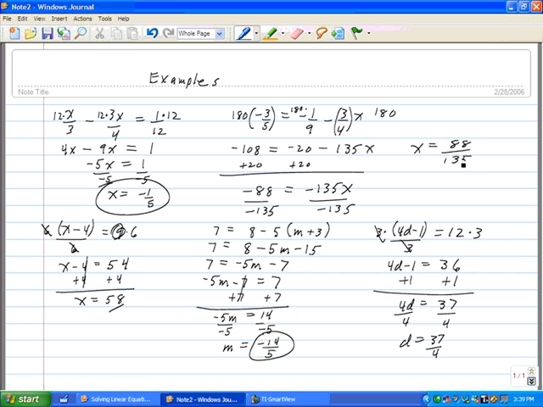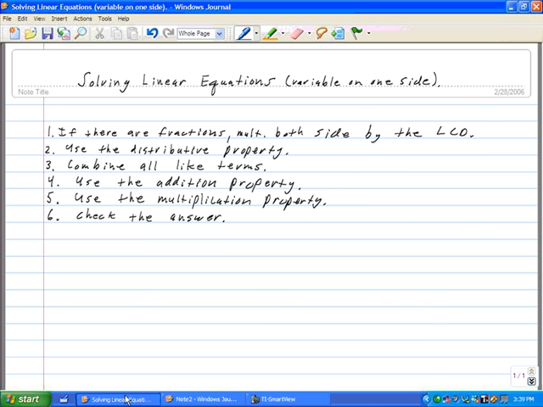So there are a few examples of how we can solve these linear equations with one variable on one side using our distributive rule, our combining of like terms, our multiplication property, and our addition property. And again, these steps and the order in which they should be followed, you should memorize and use them enough that you don't have any trouble using them in the correct order every time.